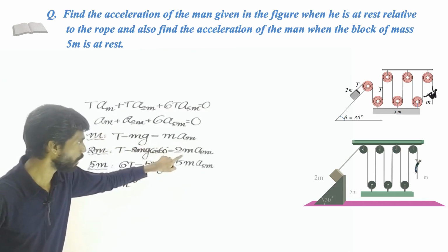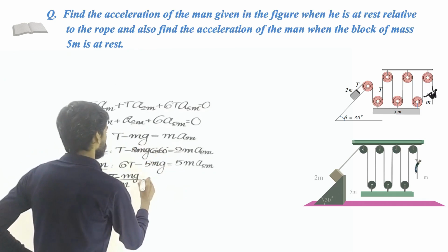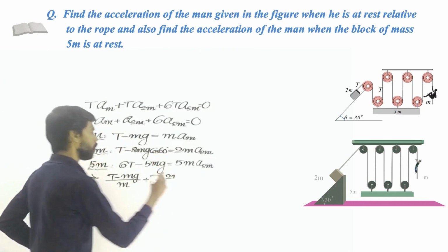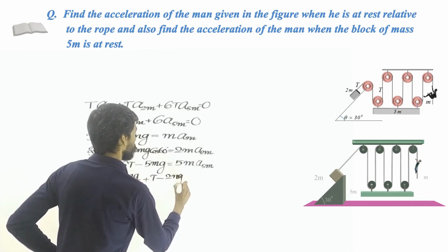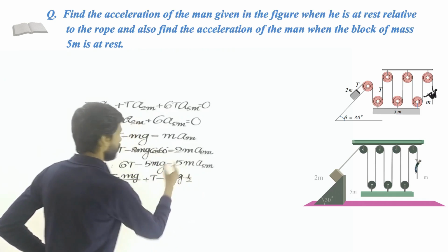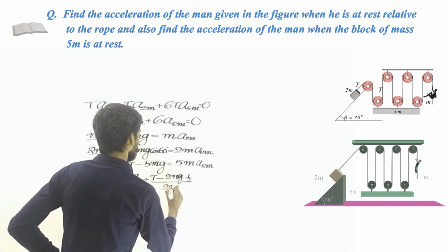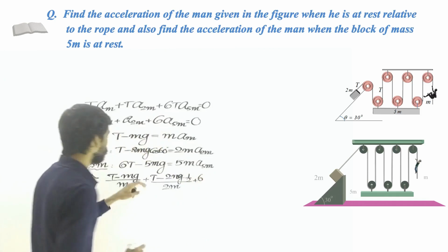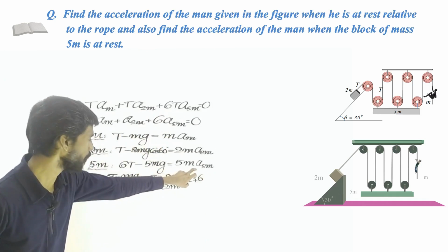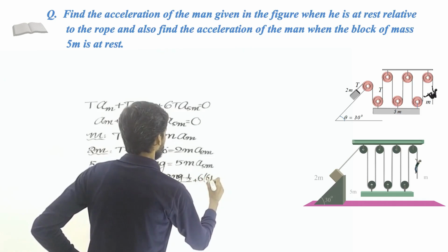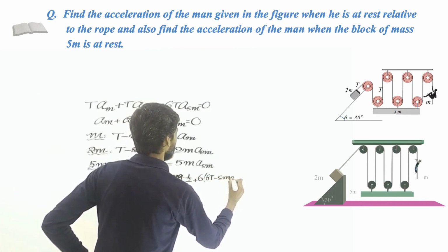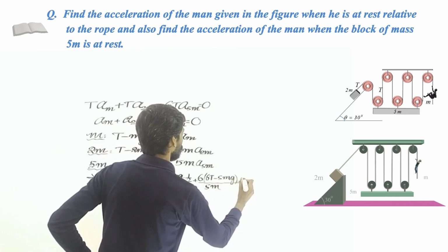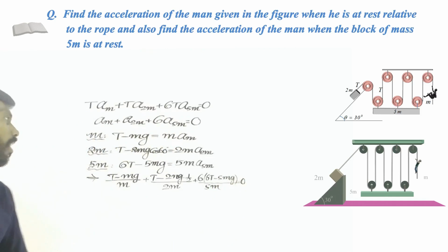Similarly a_2m is T minus 2mg cos 60, cos 60 is 1 by 2, so 2mg multiplied by 1 by 2, divided by 2m. Similarly, the last one, plus 6 times a_5m, where a_5m is 6T minus 5mg divided by 5m, and that total is equal to 0. So we have to solve this equation to get our required answer.